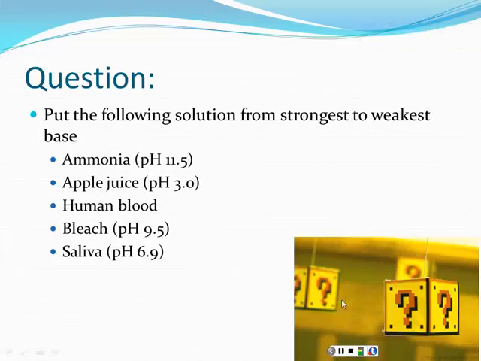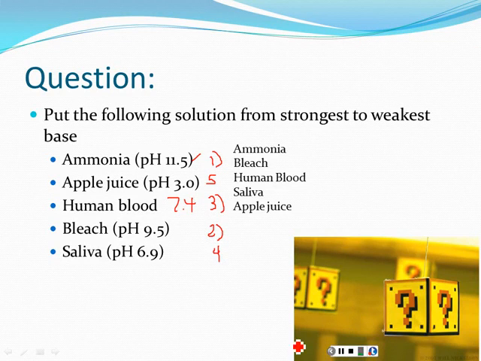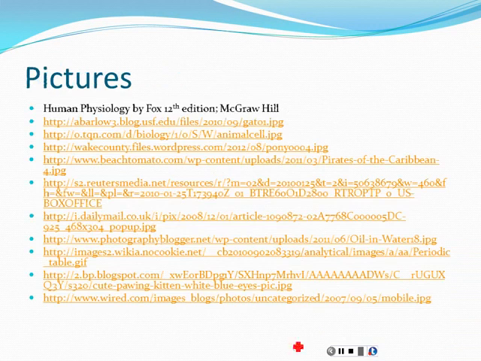Okay, so which one's the strongest base? Ammonia, very good. So this is number 1. Next strongest? Bleach, number 2. Very good. Human blood is next because it's what pH? 7.4, very good. And then saliva's next, 4. And then apple juice at 5. Good. Alright, so we're done.